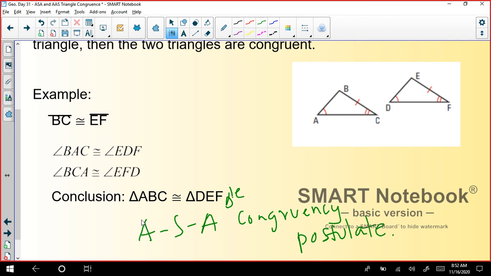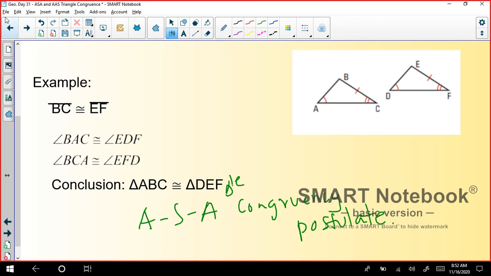Let's see if these vertices are listed correctly. A, B, C. A had one arc, here D has one arc, so no problem. B has two arcs, E has two arcs, so that's right. C has two arcs and F has two arcs, so this particular statement is correct. Triangle ABC is congruent to triangle DEF. Let's see the next slide.